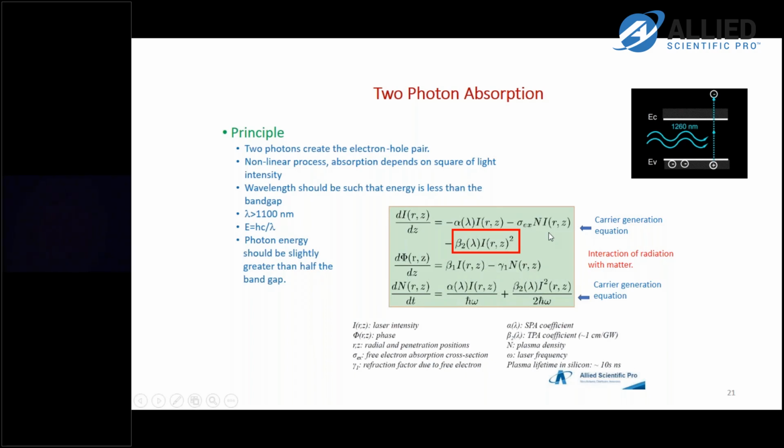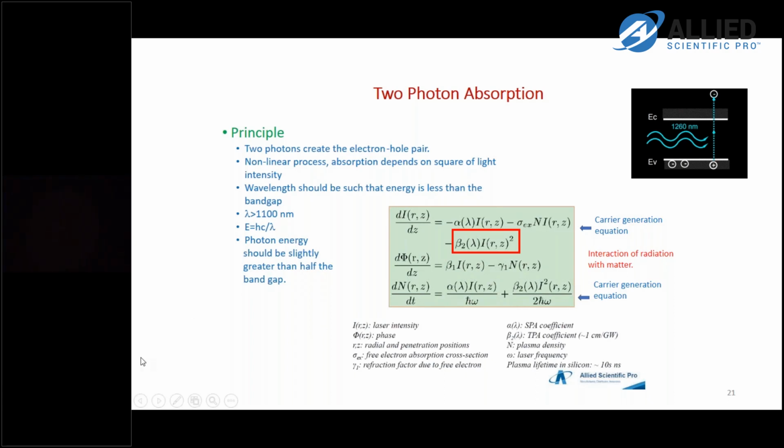So in this case, if you go back to the equations of interaction of radiation with matter, the term that becomes significant is the third term. So this beta is the TPA coefficient. You could see it's a nonlinear effect because dI/dz is proportional to the square of the intensity. So this is one difference. It's a nonlinear effect, and the rate of deposition of charges also is proportional to the square of the radiation. This term we can ignore, and the second equation we can ignore as well.